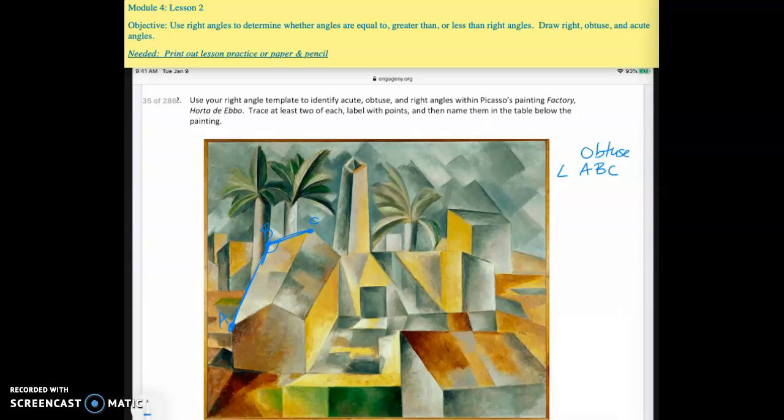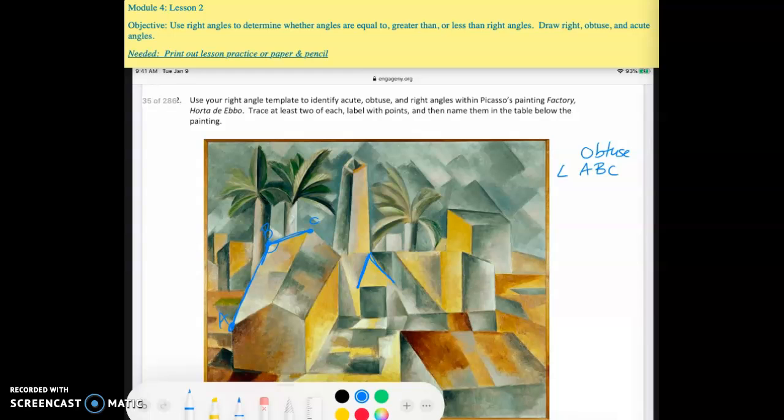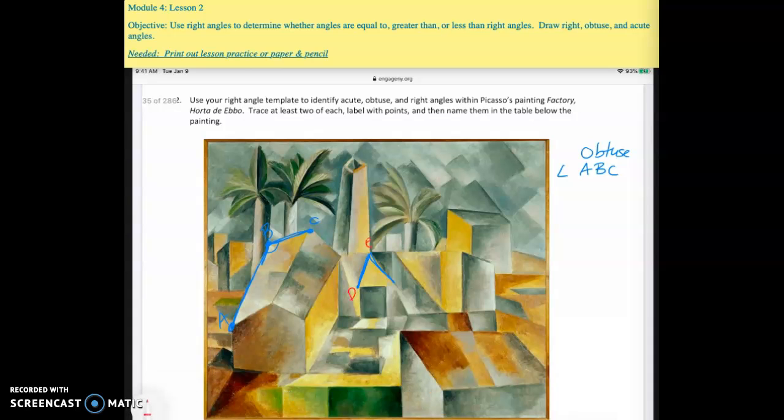All right, let's find a place with an acute angle. So it is less than a right angle. Looks like there's one right here. Let's go ahead and label that. How about A, B, C, D, E, and F? So for an acute angle, I have D, E, and F. And of course, I need to make sure I have that line there that shows that it is an angle.